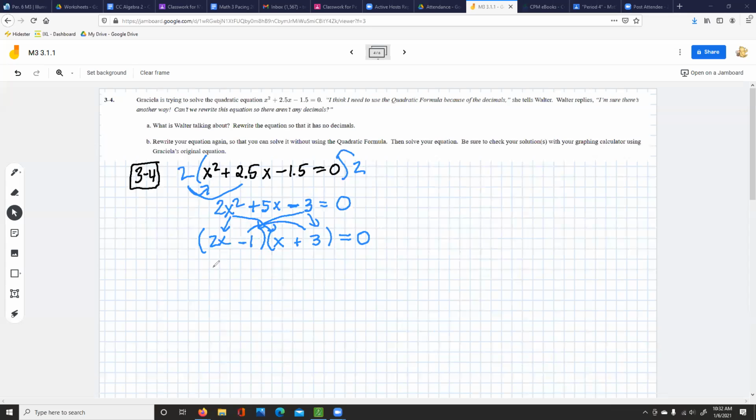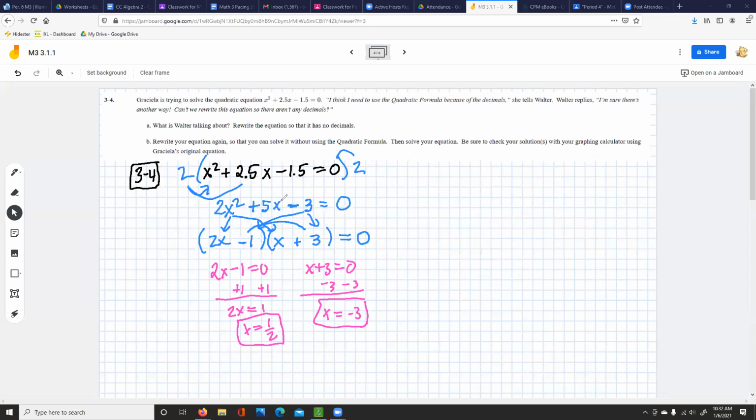Okay, so we're going to set both of these equal to 0. 2x minus 1 equals 0. X plus 3 equals 0. Set both of our factors equal to 0 and solve for our two solutions. Add 1, 2x equals 1, x equals 1/2 is our first solution. So we got a fraction, yay. Then we subtract 3 from both sides here. X equals -3. So if I were to graph this on Desmos, I would get 1/2 and -3 as our x-intercepts. Okay, that's how we solve that.